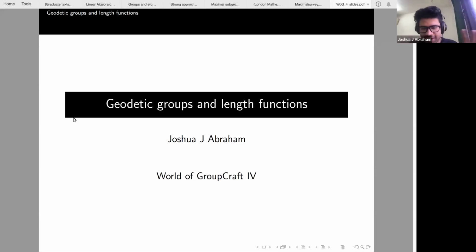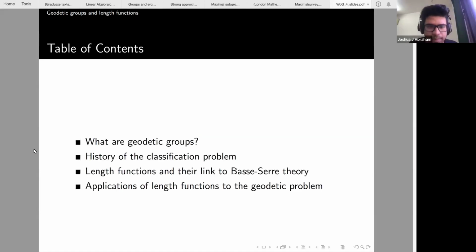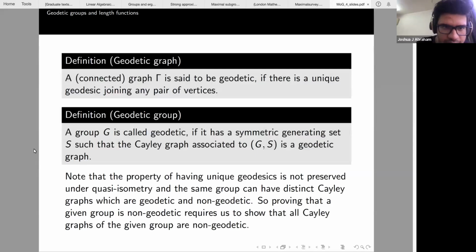Okay, so there's going to be some overlap with Kane's talk, and I apologize for that. So I'm just going to briefly go over the outline of my talk. I'm going to introduce geodetic groups and talk about the history, which is the overlap with Kane's talk. And then I'm going to introduce length functions and talk about how they're related to vast survey theory. And then I'm going to describe some applications of length functions to the classification of geodetic groups.